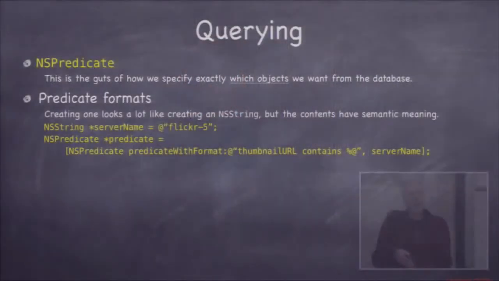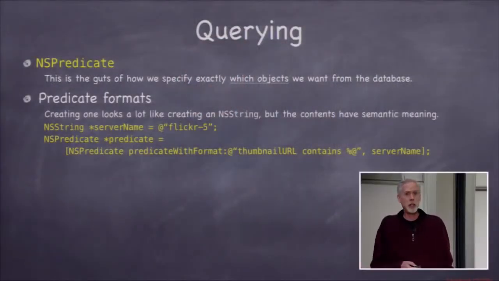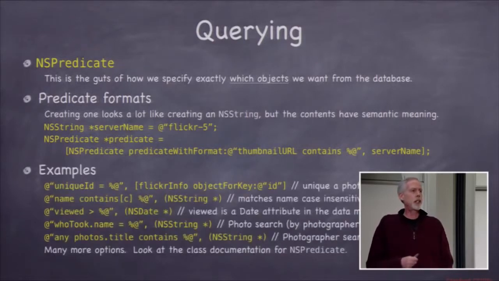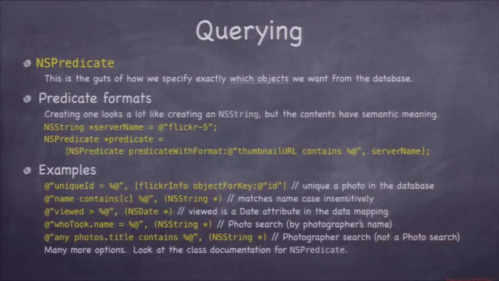Okay, so you see this one's contains. Contains means that string is contained in the other string, exactly what you want. So contains is one of the words in this little language for setting up predicates. Here's a whole bunch of other examples. I'm not going to teach you all of NSPredicate today. You're going to have to look at the NSPredicate documentation to see what it can do. But here's a bunch of examples.